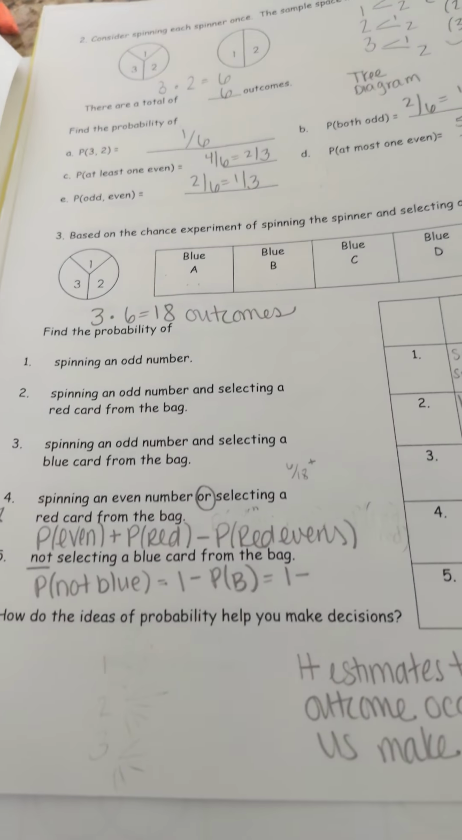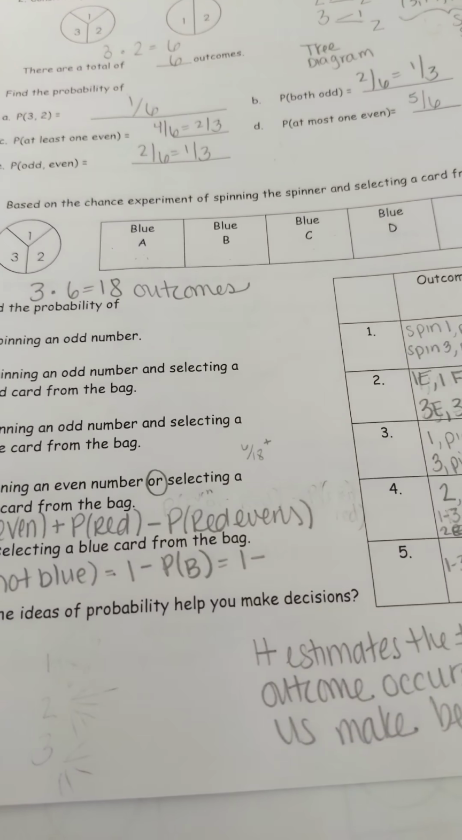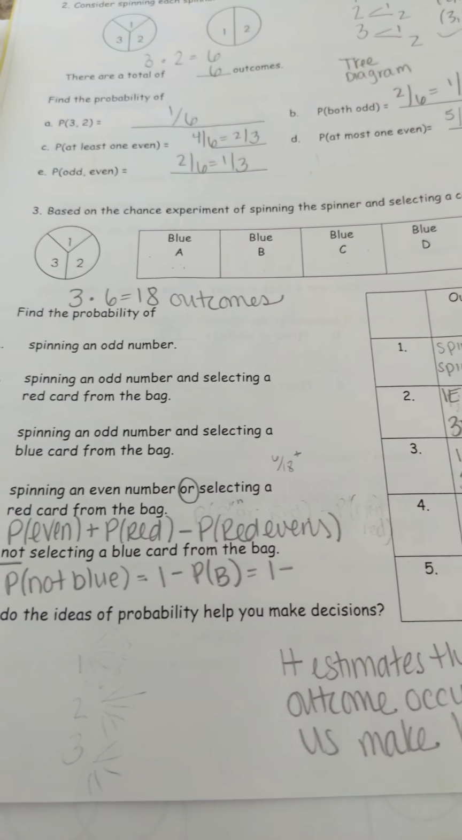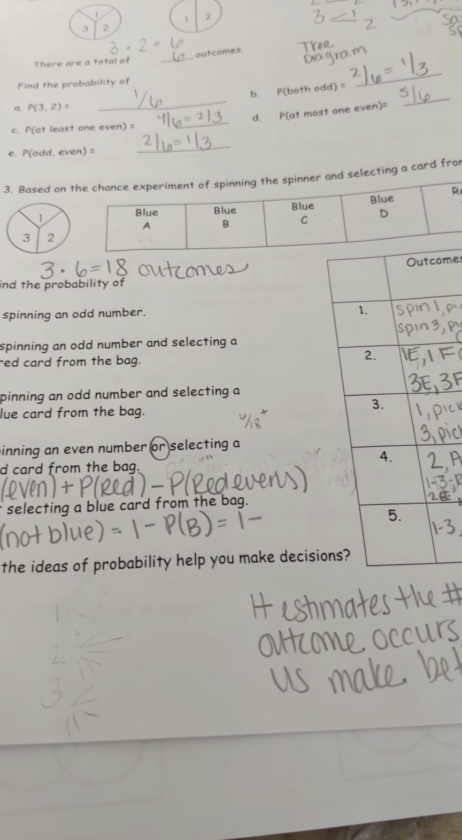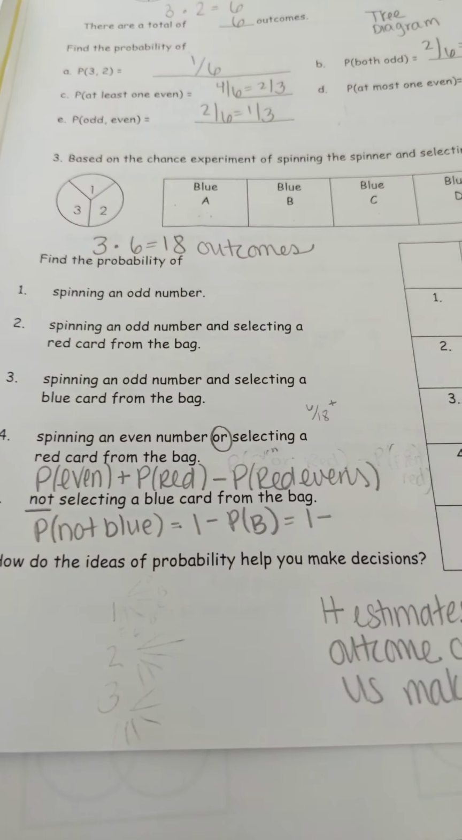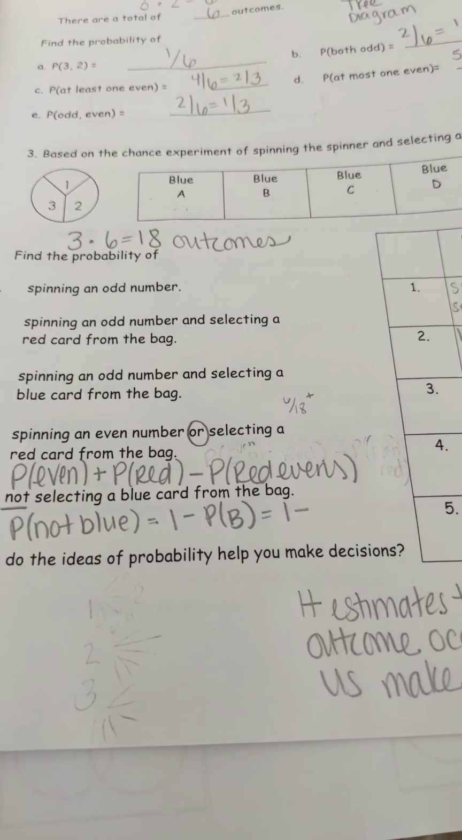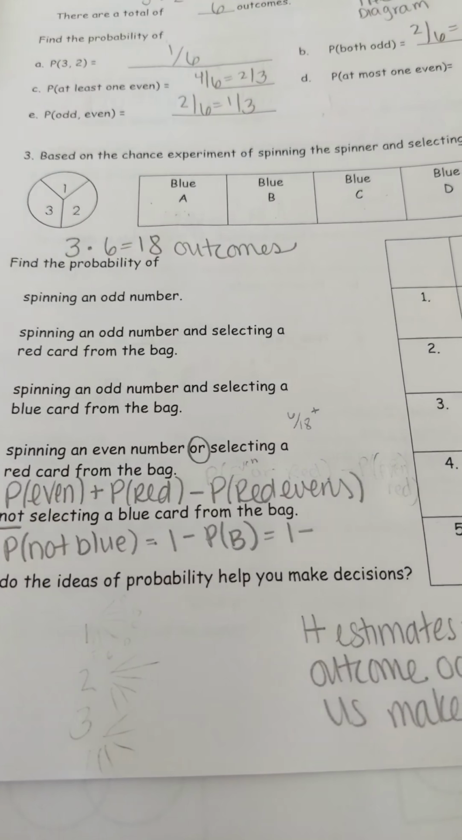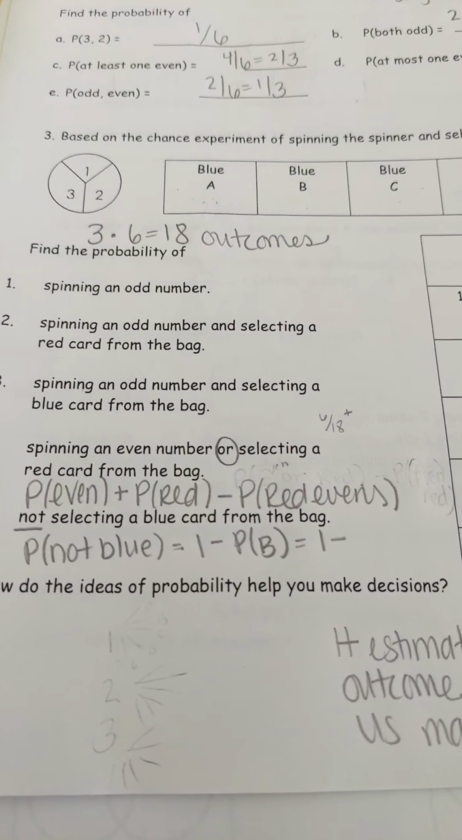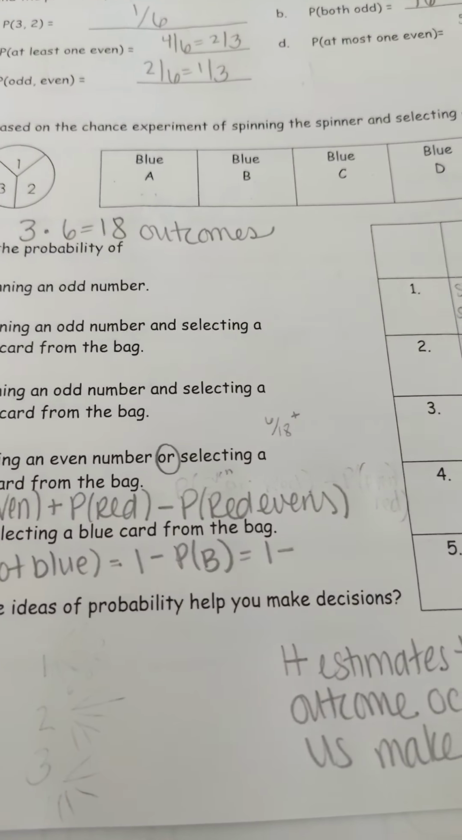All right, so moving down here, based on the chance experiment of spinning the spinner and selecting a card, what is the probability of spinning an odd number? Well, first there's 18 total outcomes. If you have a scrap sheet of paper and you want to draw out a tree diagram, I believe that is super helpful here in these kind of problems. If not, go through it this way, okay?